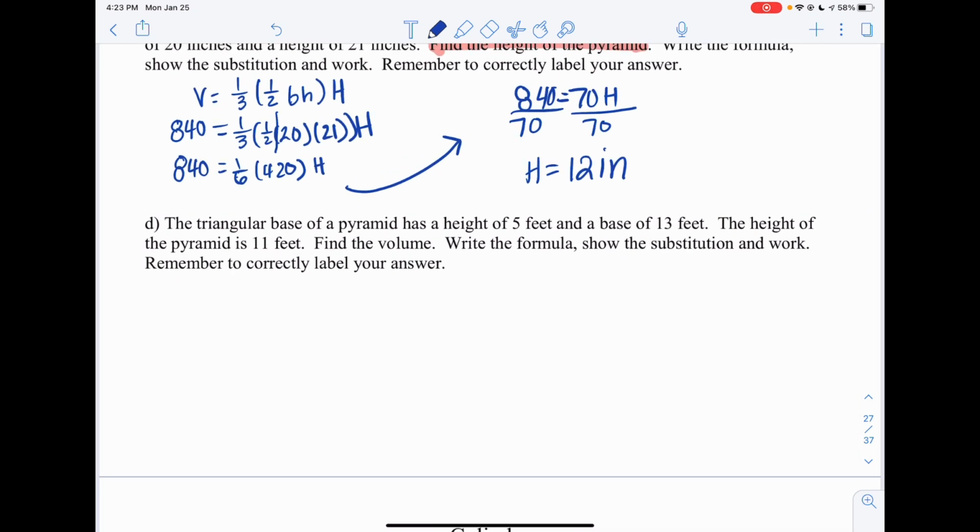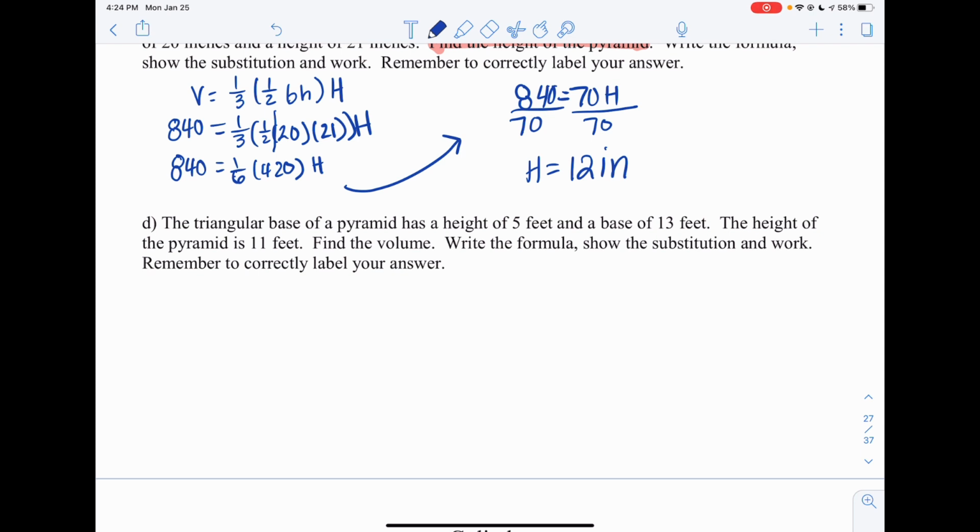All right, and the very last one, it says a triangular base of a pyramid has a height of 5 feet and the base of 13 feet. The height of the pyramid is 11 feet. Find the volume, write the formula, and show substitution. Okay, so writing my equation once more, I have V is equal to 1/3 times 1/2 of the base of the triangular base times the height of the triangular base times the height of the pyramid.